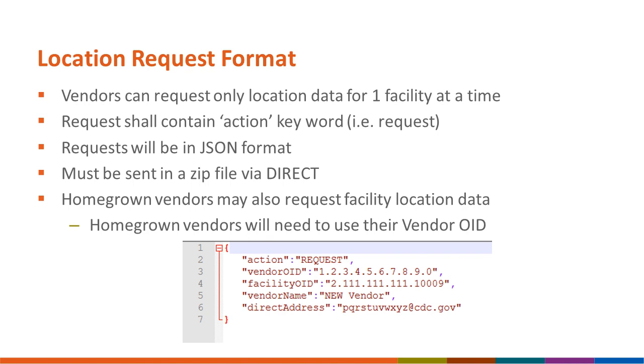Currently, we are only allowing map location data of a facility to be sent to vendors via vendor services. Only location data for one facility can be requested at a time. Similarly, only one zip file may be attached per message. If you're a homegrown vendor, you may also request facilities location data as well. We do have future plans to add more services to this functionality.